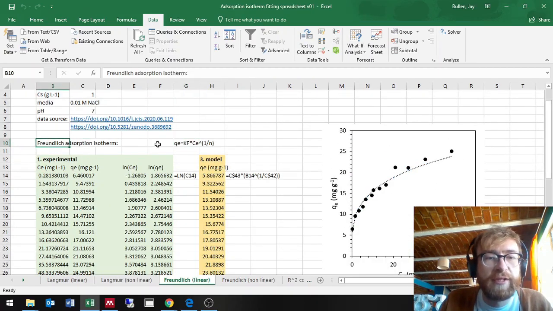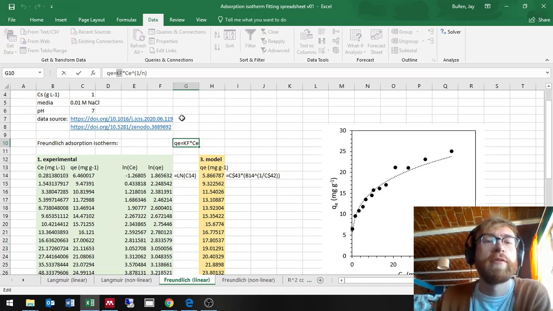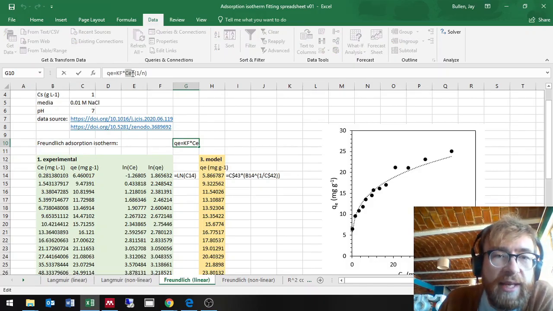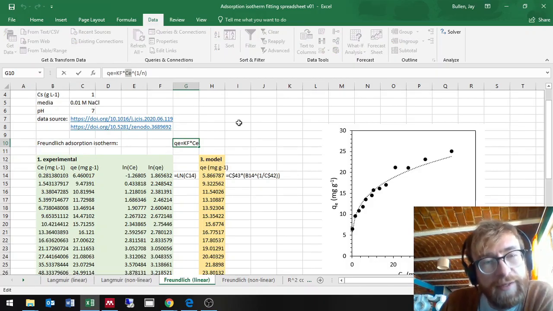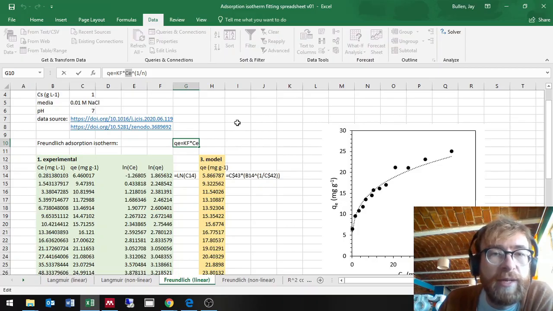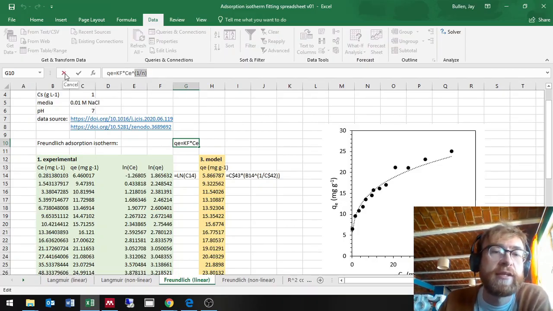So we've got a different Freundlich adsorption isotherm equation, QE equals KF, which is the Freundlich equilibrium constant, times CE, which is the aqueous equilibrium concentration of adsorbate, to the power of 1 divided by n, where n is our second fitting parameter.